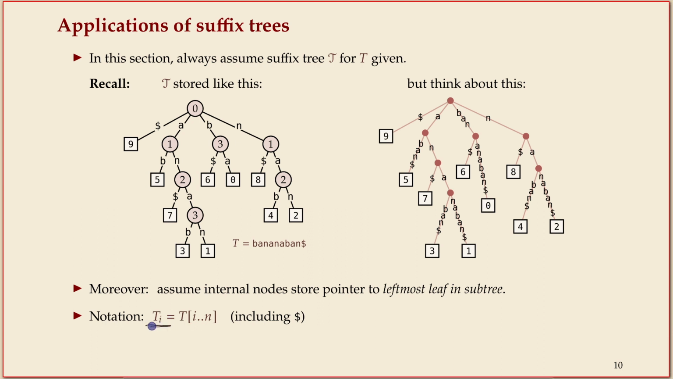To keep notation short, I'll sometimes write ti to mean the suffix starting at position or index i. Keep that in mind if it occurs on the slides. And that always includes the dollar symbol. So we usually say T[0..N) for the input, but now I'll usually have T[0..N], with a round bracket and this square bracket. This position at index N includes the dollar symbol.